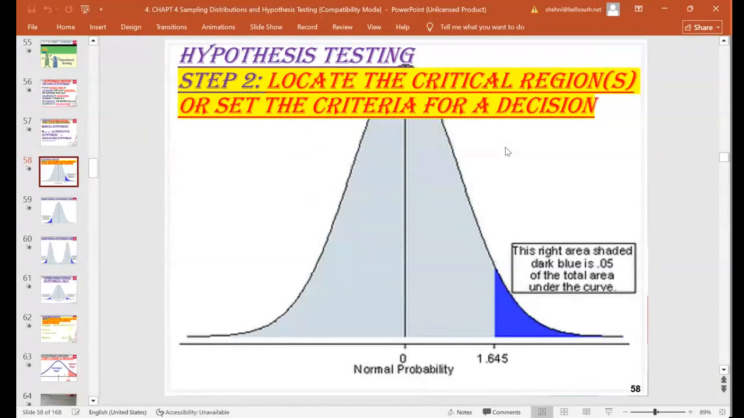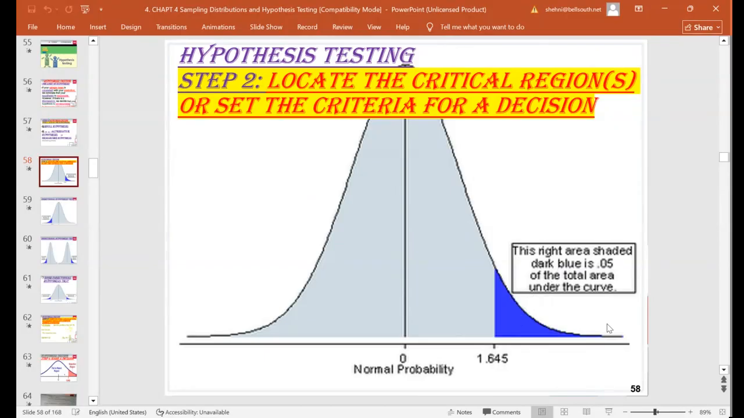Step two is to locate the critical regions. It depends on whether you're using a one-tail or two-tail hypothesis. One-tail tests are called directional. The alpha that I mentioned earlier is either on the right tail, like highlighted in dark blue, or the left. And right there, it tells you for alpha being 0.05, one tail, that's 5%. It says right there in that square.